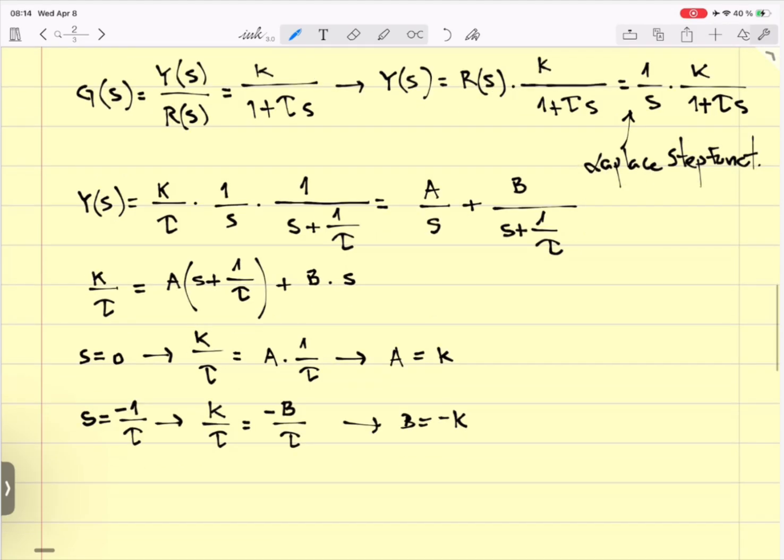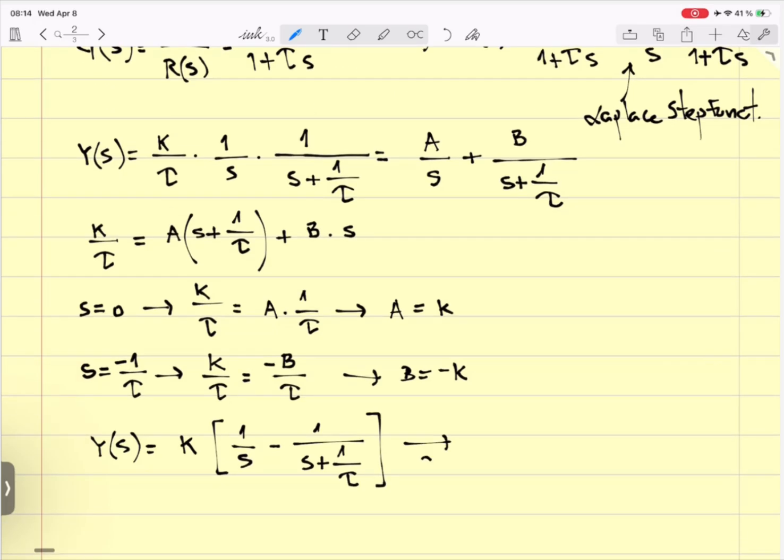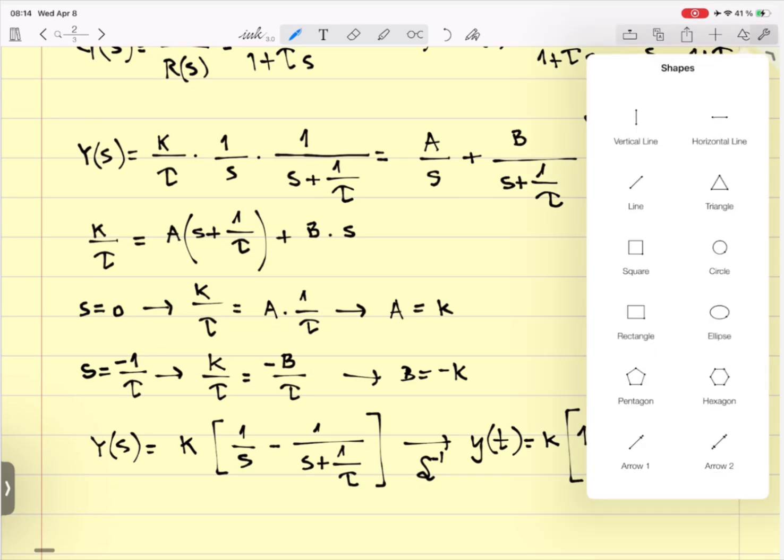So as a result, we have that I of s equals k multiplying 1 divided by s minus 1 divided by s plus 1 divided by tau. If we do the inverse Laplace transform, I of t equals k multiplying 1 minus e to the minus t divided by tau. Okay, and this is the output of our first order system.